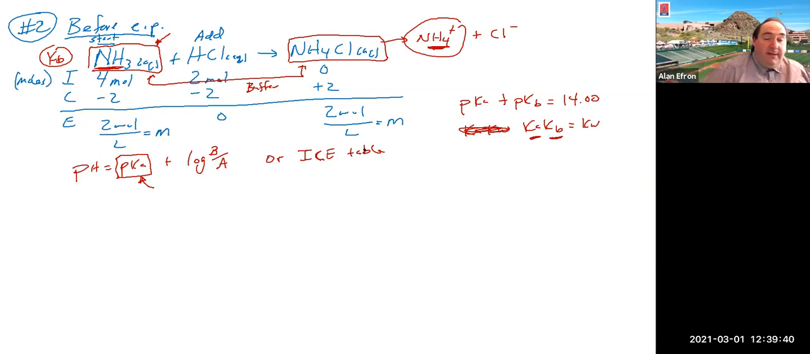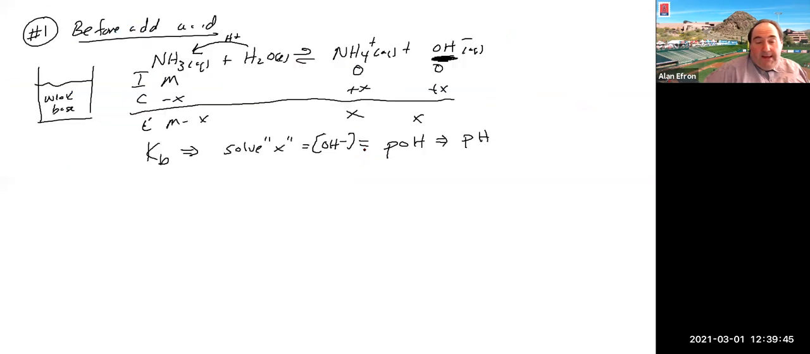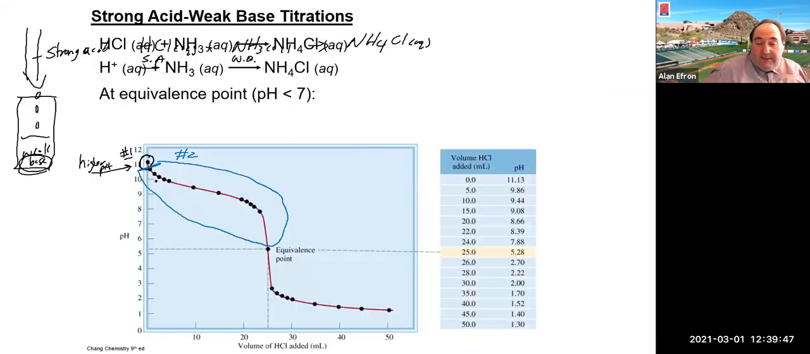Any questions on that particular one there? So again, very similar here. We're going to need at least one ice table. The purpose of the ice table is to get your buffer components, and then you could go into the Henderson-Hasselbalch.